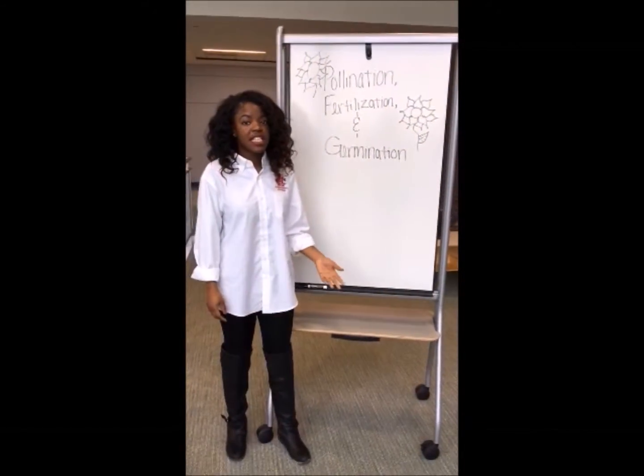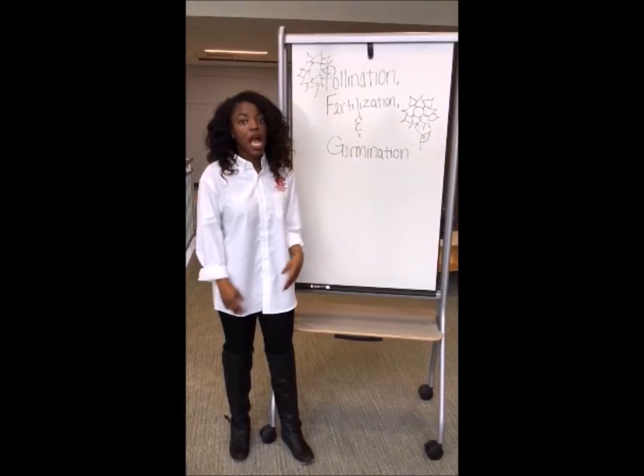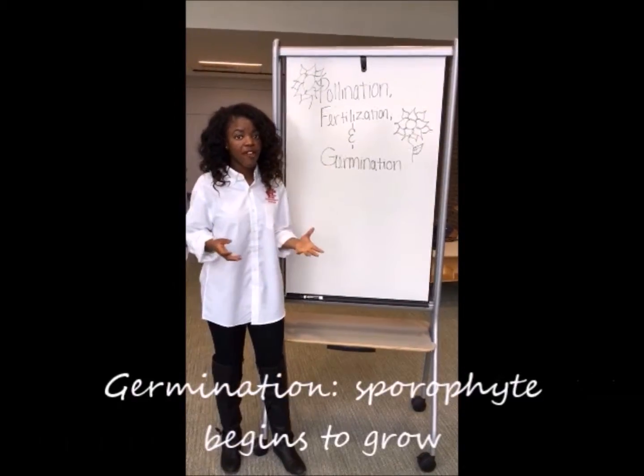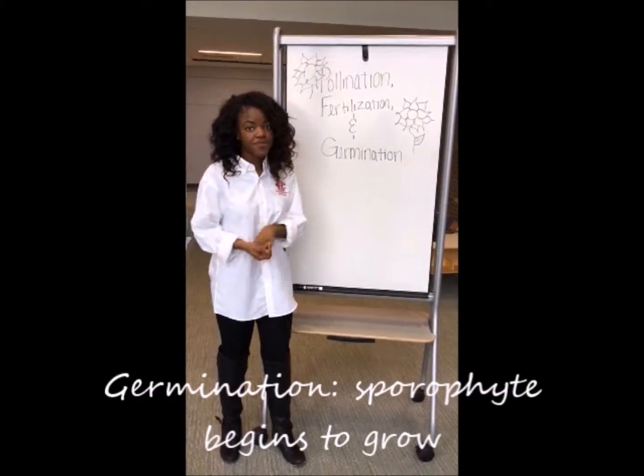Fertilization results in a seed that sprouts or germinates. Germination means that the sporophyte of the plant begins to grow.